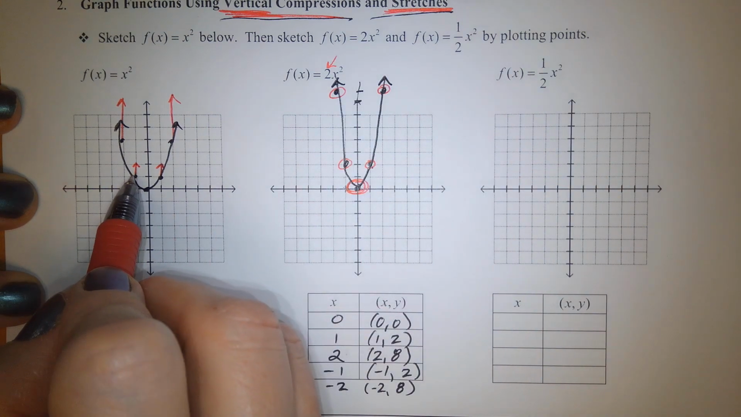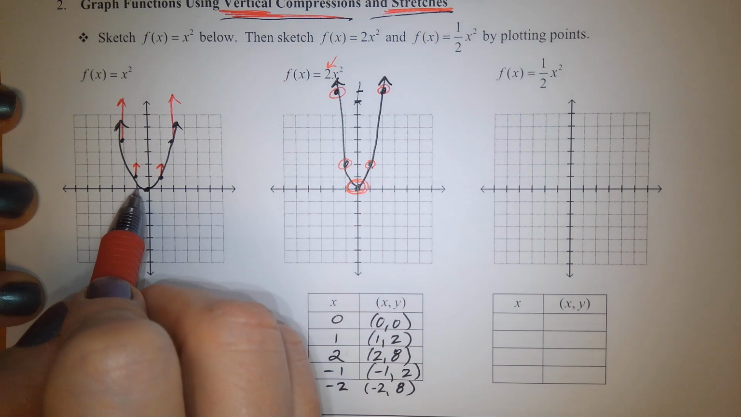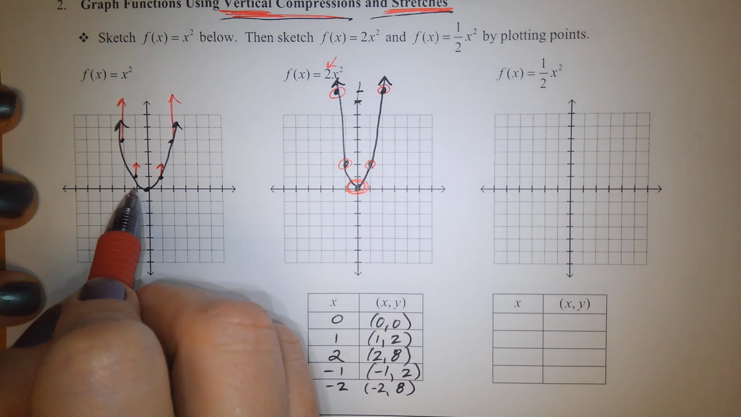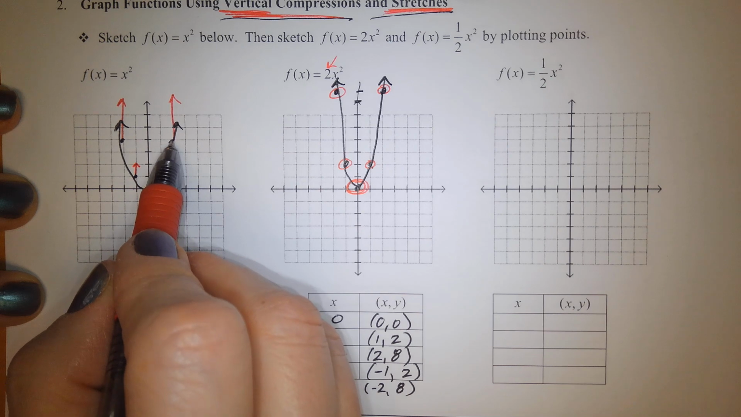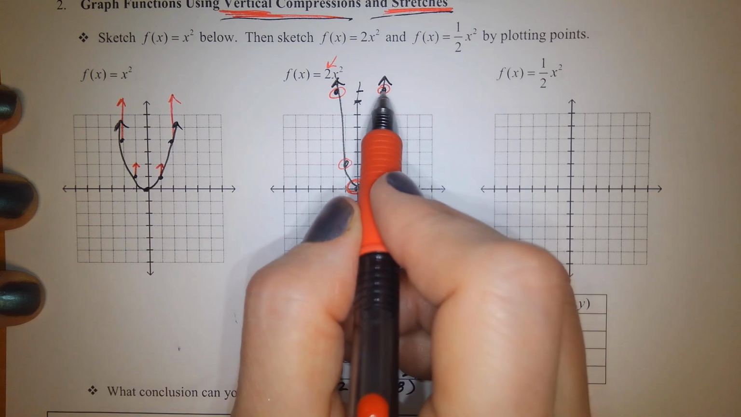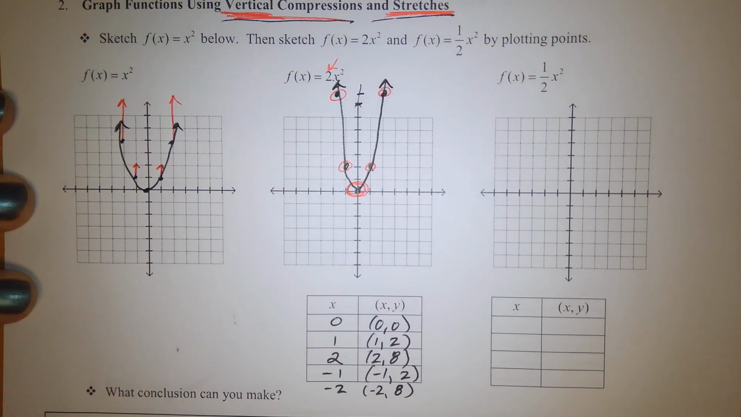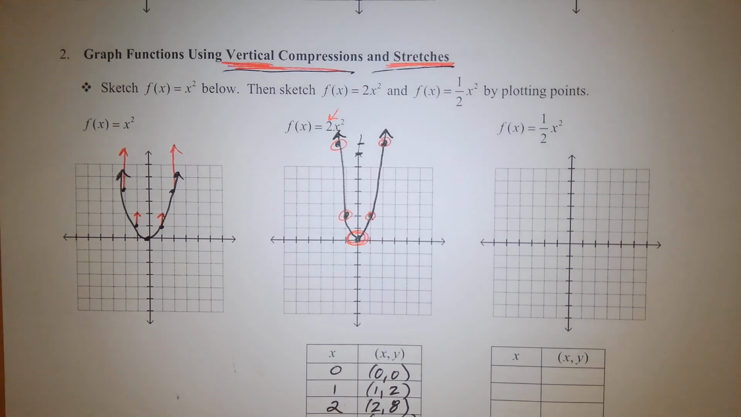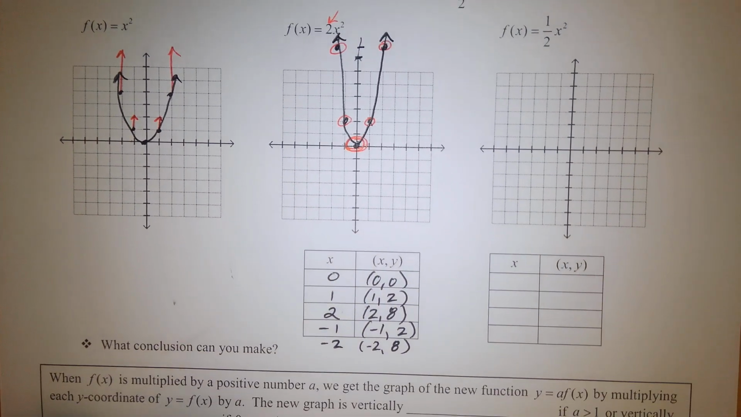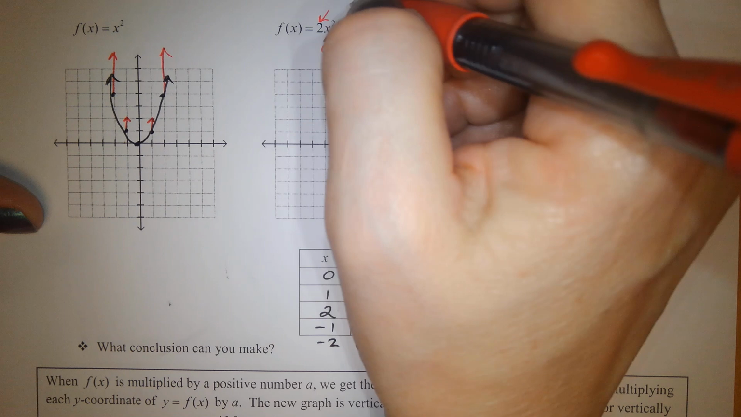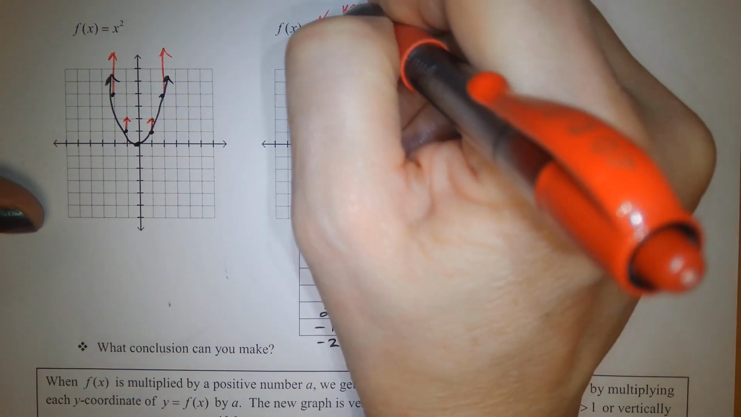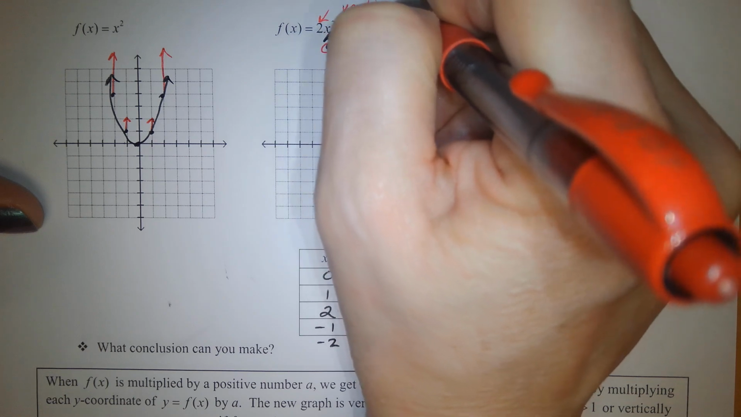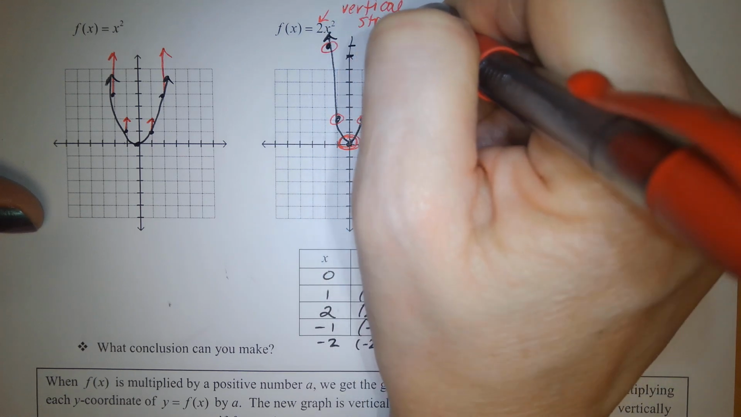So this point is now twice its height. It used to be only 1 tall, now it's going to be 2 tall. This point here was 4 tall, now it's going to be 8 tall. So every point, every y, got multiplied by 2. So this was a vertical stretch by 2 times.